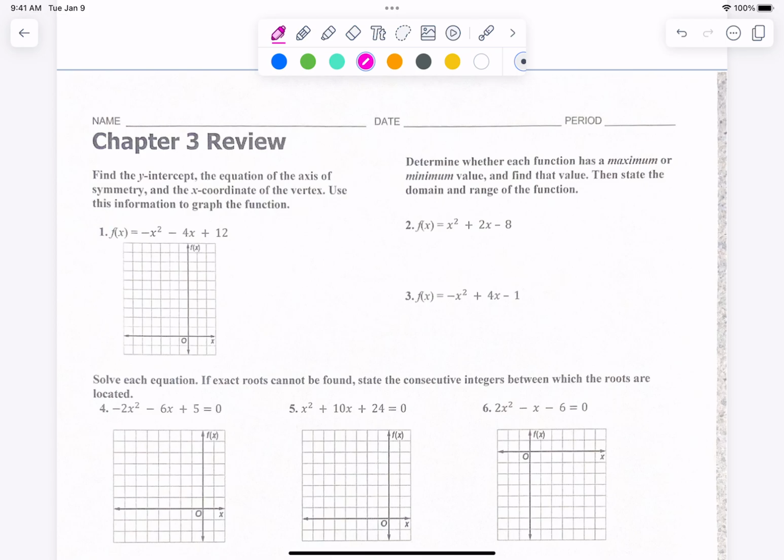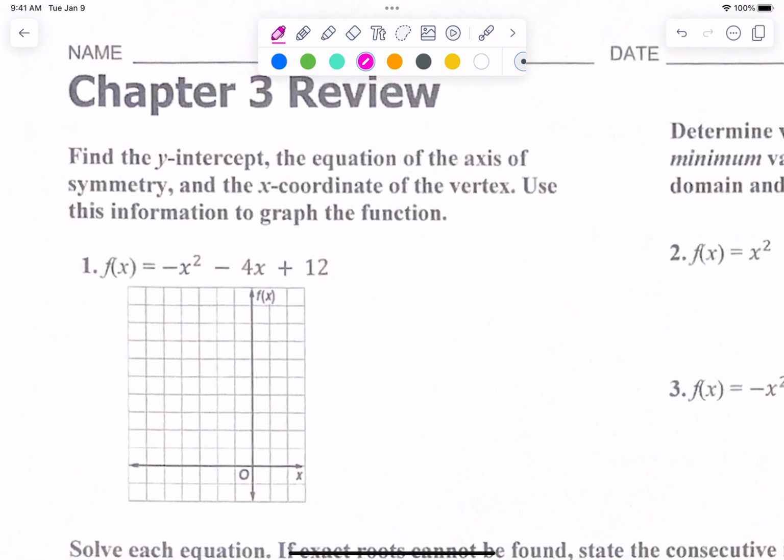This is Chapter 3 review. You need this paper from me. I'm going to attach it to the email so that you can print it if you have a printer at home. Otherwise, you'll have to come get this from me. But we're going to at least try to get through the front side if we can. That would be awesome. Okay? This might take a little bit of time, though.